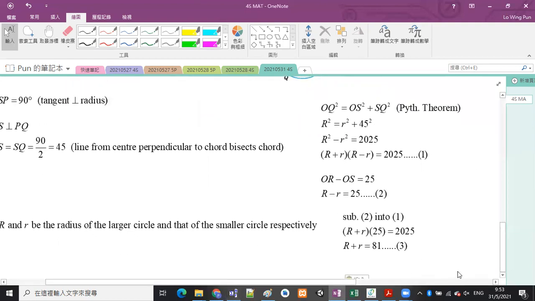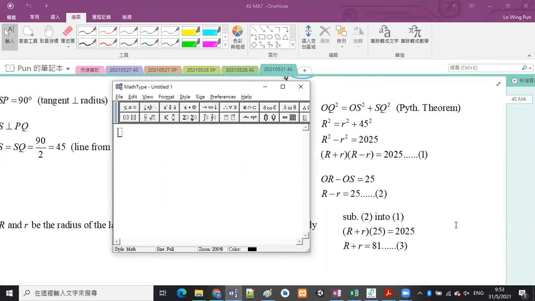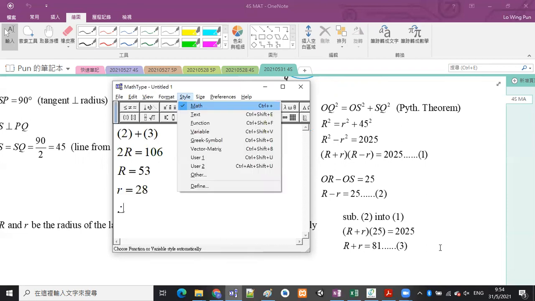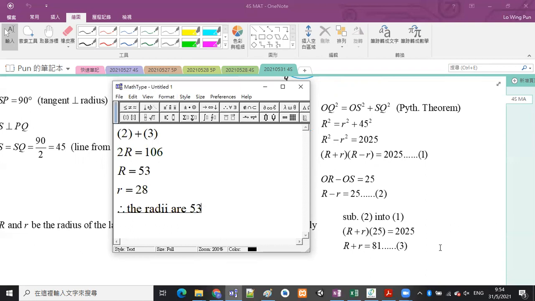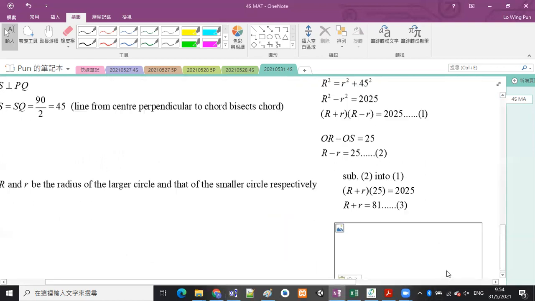And from equation 2 and equation 3, we have two equations, two unknowns. So we can solve for the big R and small r respectively. And that will be the radii of the two circles. So 2 big R is equal to 106, which is R is equal to 53. And then small r will be equal to 28. Therefore, the radii are 53 and 28 respectively. Okay.